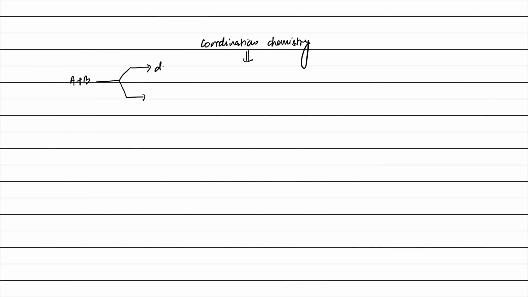One is called double salt, and another is called coordination complex. What is the difference between double salt and coordination complex? In a double salt, each ion on dissolving in any solvent loses its identity. It means when it is dissolved in a particular solvent, all the ions of the double salt will dissociate into that solvent.